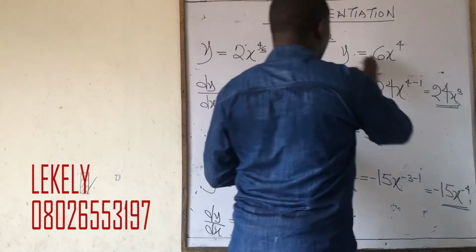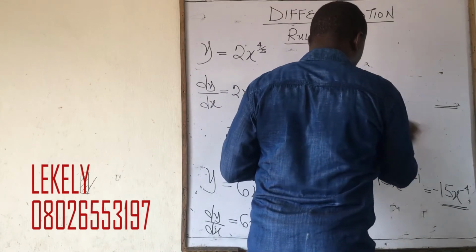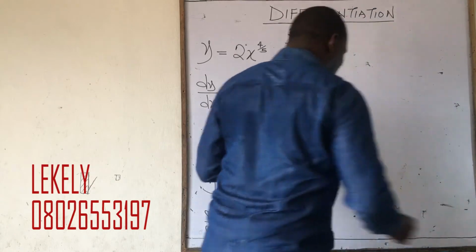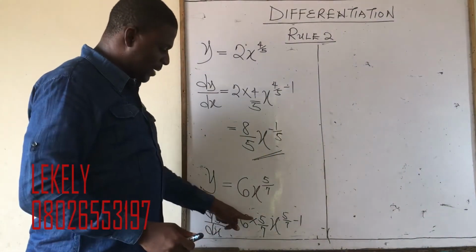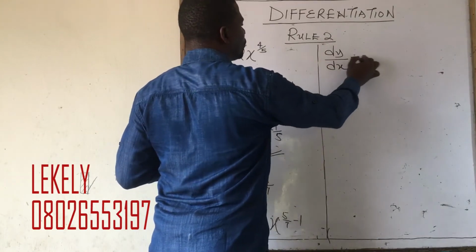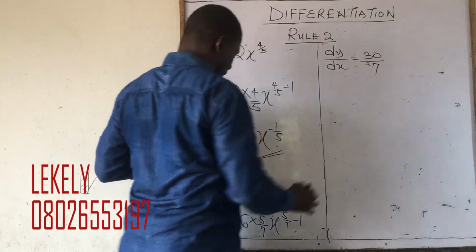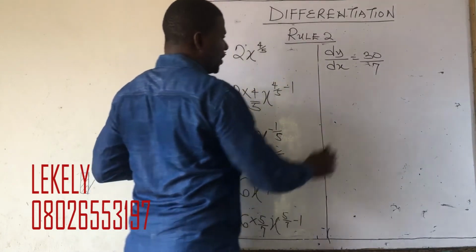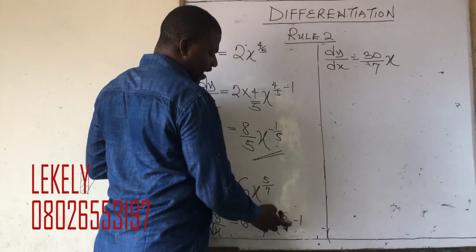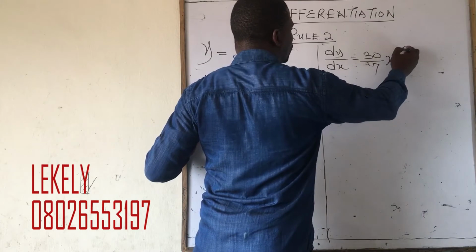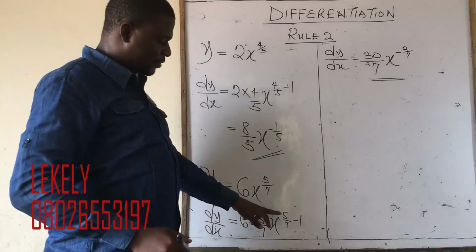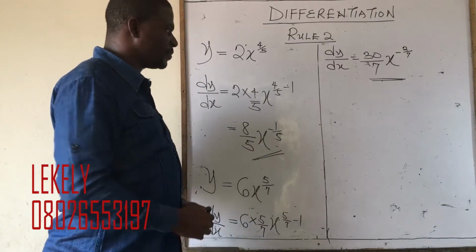So by the time you multiply that, you are going to have 6 times 5 is 30. So our dy/dx will now be equal to 30 over 7, then x raised to power 5 over 7 minus 1. So 5 minus 7 is minus 2 over 7. That's your answer. You see that? 5 minus 7 is minus 2 over this 7.